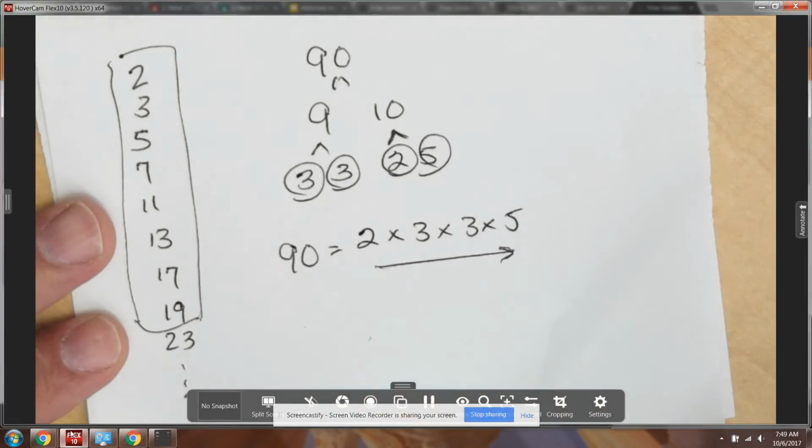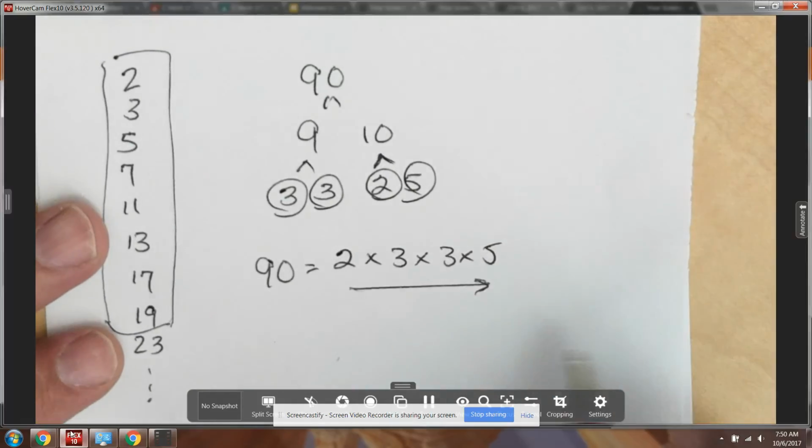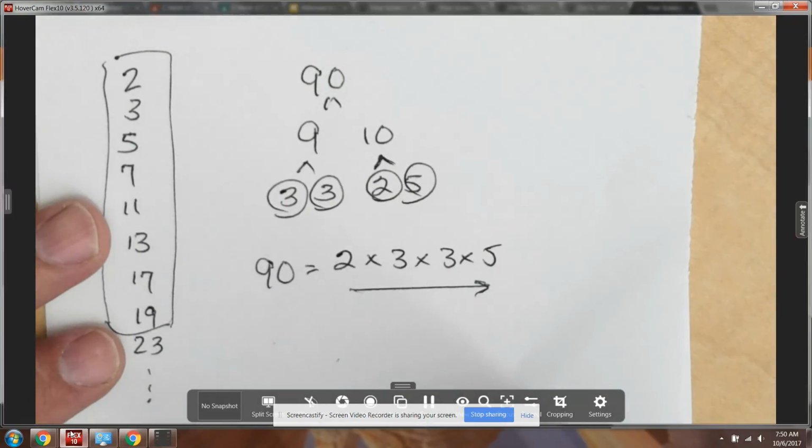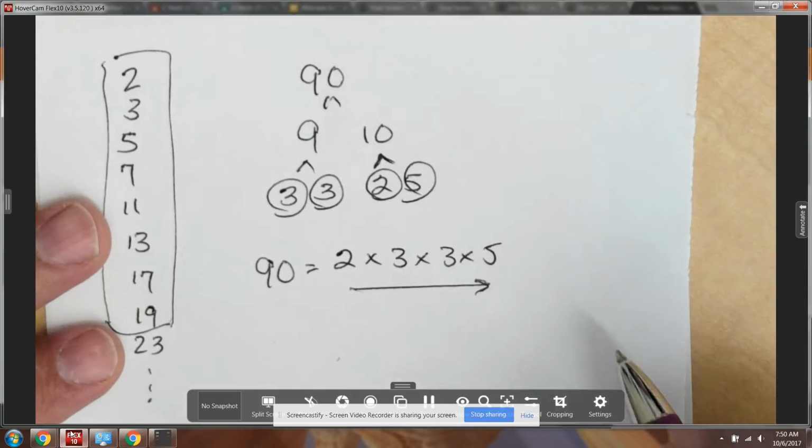And notice I wrote them in order from left to right. It's not required that it's written that way, but it makes things easier when we get into prime factorization for a greatest common factor and least common multiple.